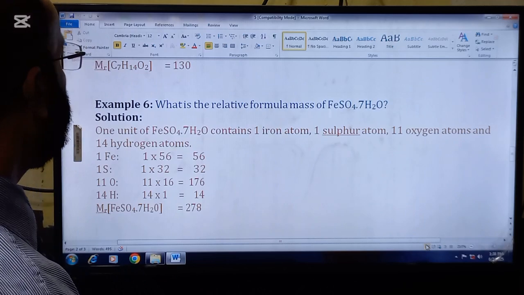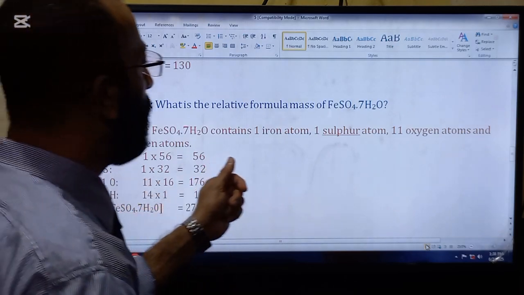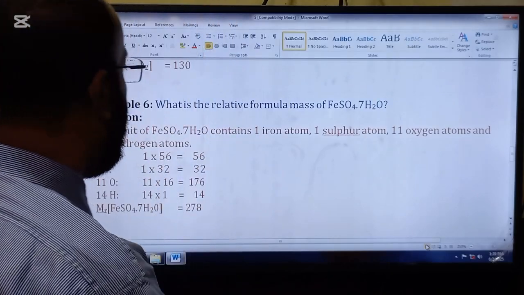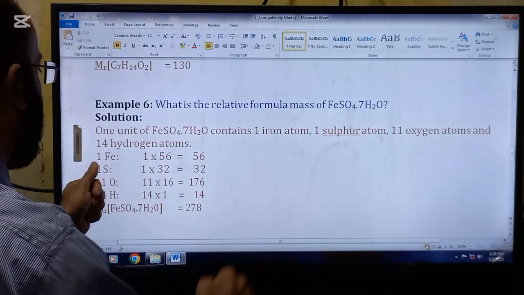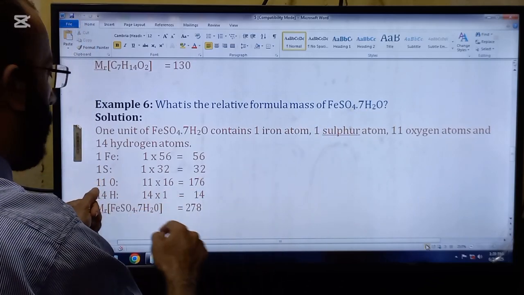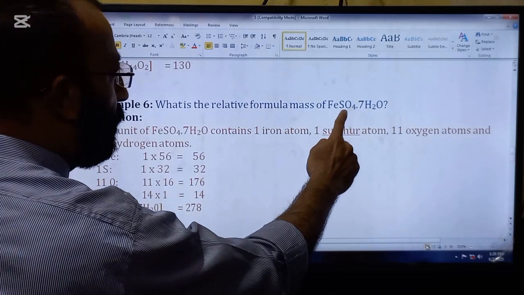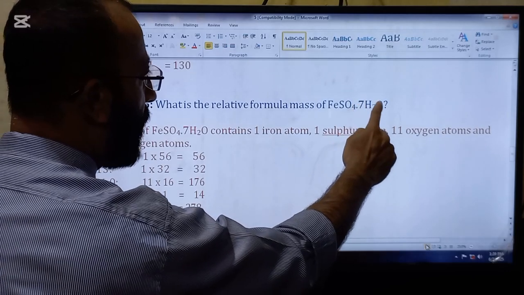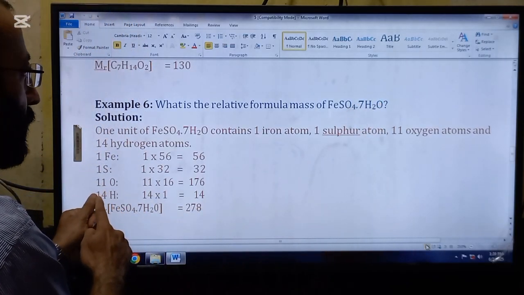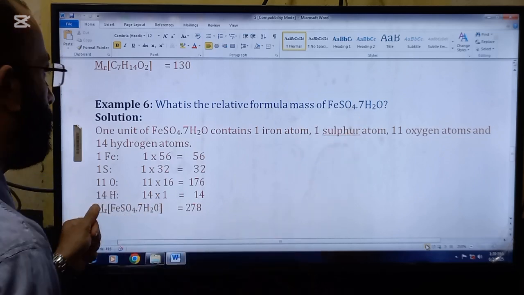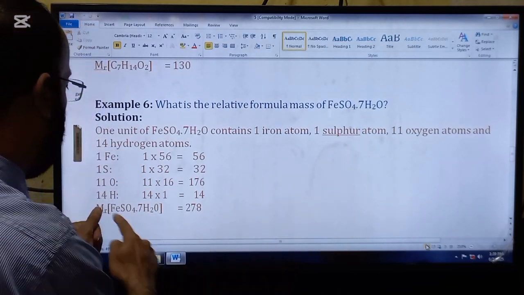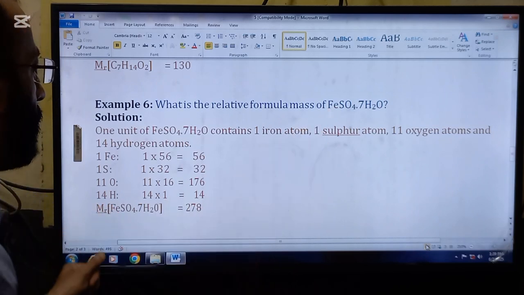Another question is here. What is the relative formula mass of FeSO4·7H2O? From the formula you can see here is 1 Fe, 1 S, then 4 O are here and 7 O's are here. So 7 plus 4, 11 O's in total are there in the formula. And then H, 7 2's are 14. 14 H are there in the formula.